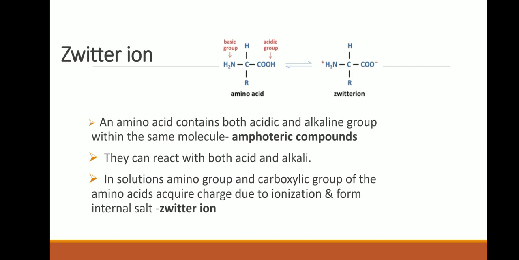In solutions, the amino group and carboxylic group of the amino acids acquire charges due to ionization and occur in the form of an internal salt called a zwitterion. So what is a zwitterion? What happens when an amino acid is dissolved in aqueous solution? If we know that, we can study the zwitterion. So when an amino acid is dissolved in water, the proton of COOH shifts to the amino group.